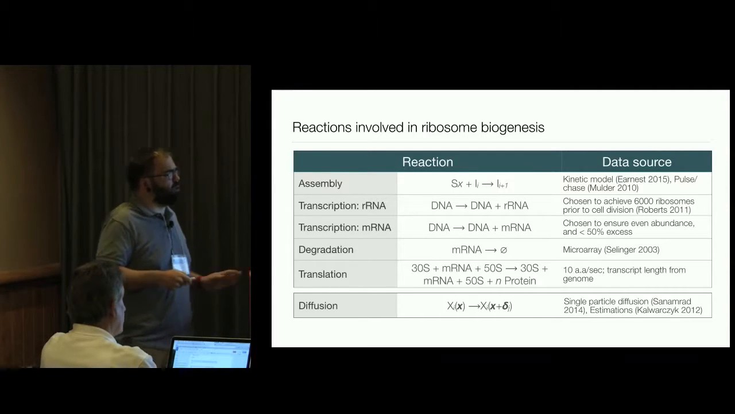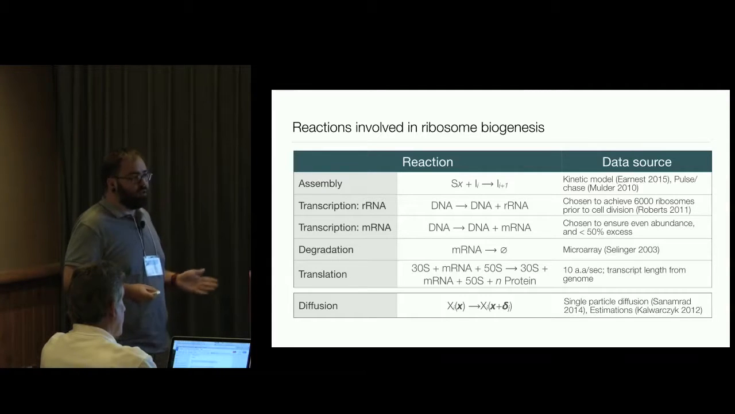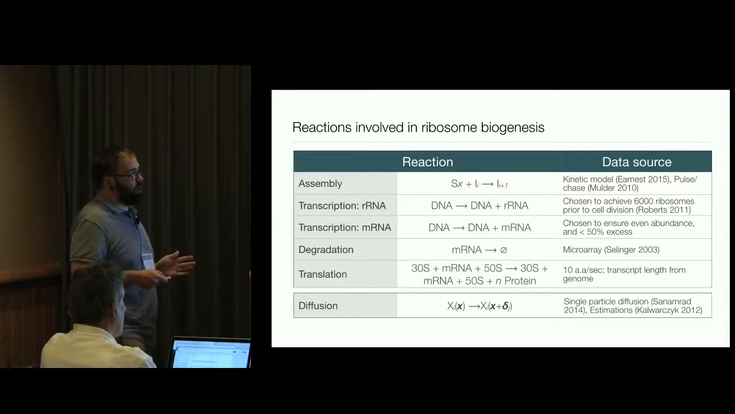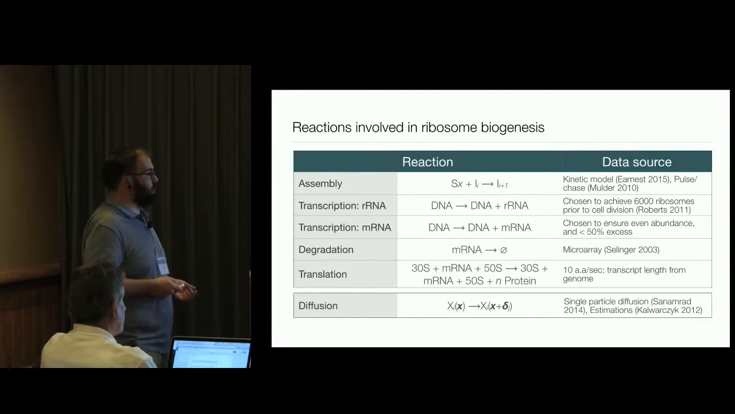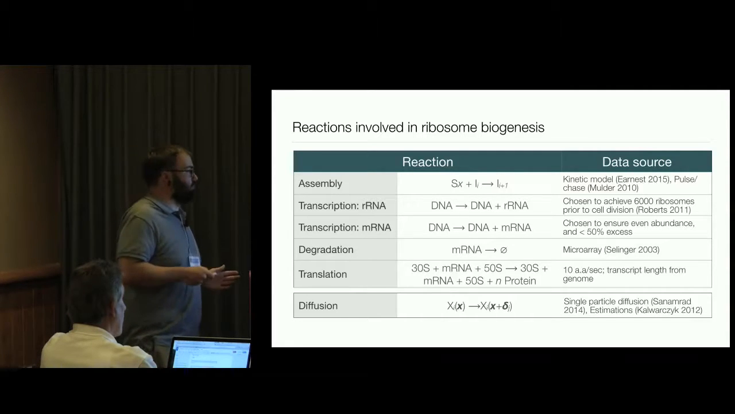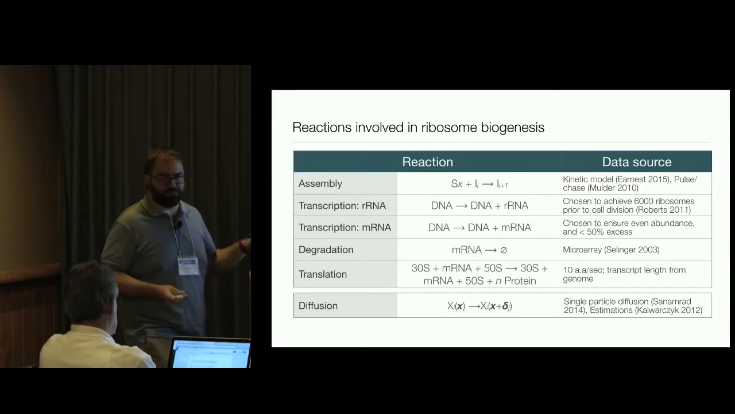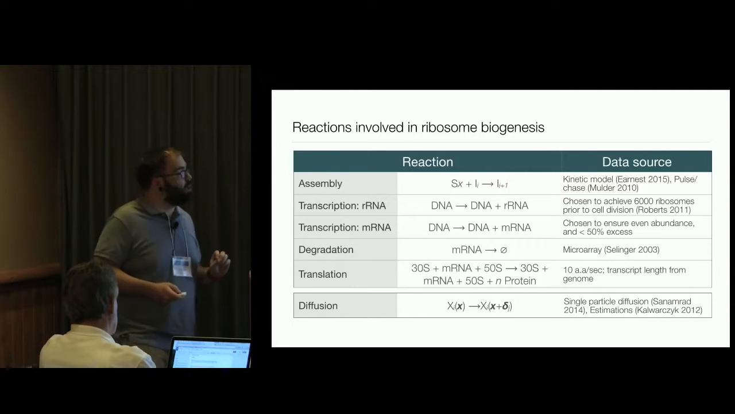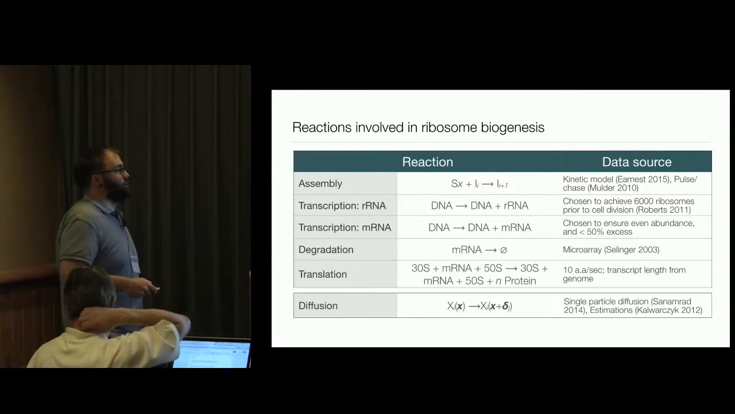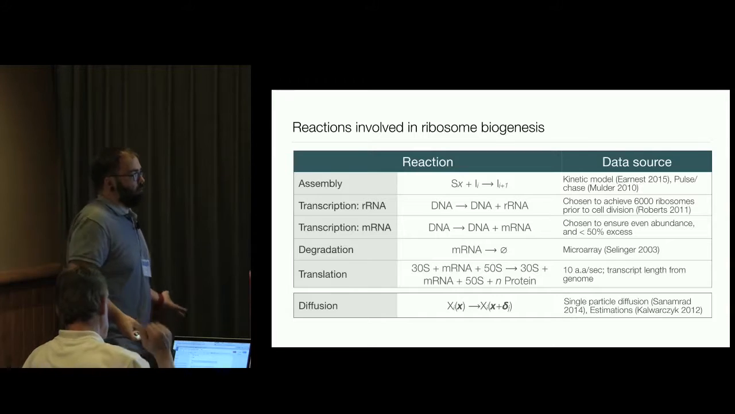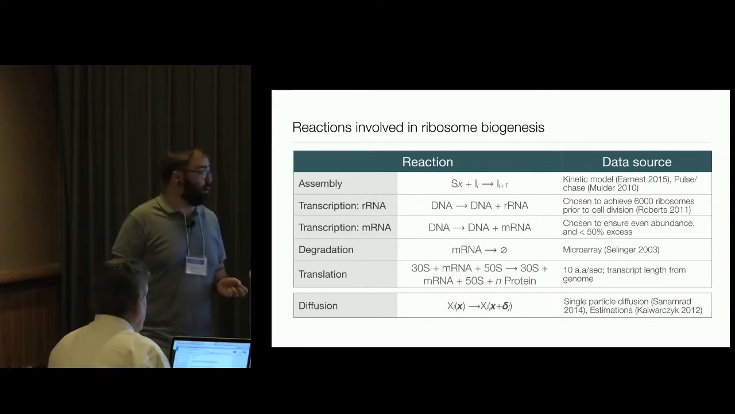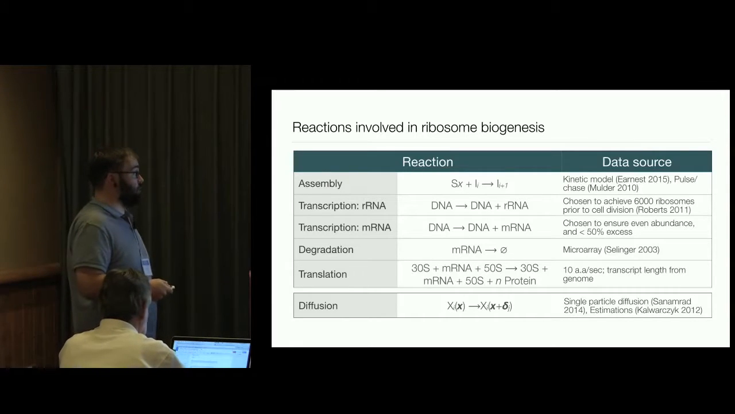experiments on E. coli that there should be about 6,000 ribosomes prior to cell division in slow-growing E. coli. So we choose transcription rates that achieve this quantity of ribosomes at the end. We don't know exactly what to choose for the messenger, so we just ensure that there's an even abundance of all the ribosomal proteins and about a 50% excess. Degradation comes from microarray data, and the translation rate comes from a BioNumbers measurement of 10 amino acids per second and the transcript length of the messenger that it's translating.